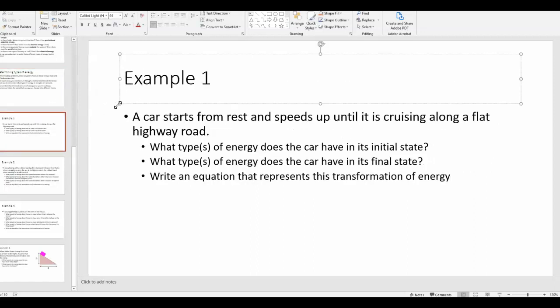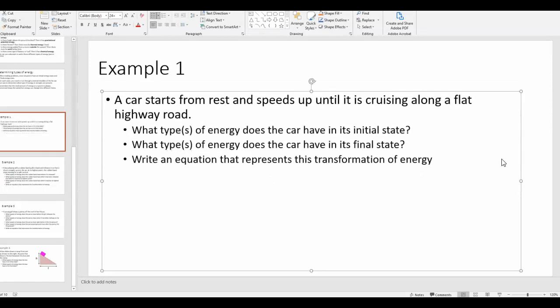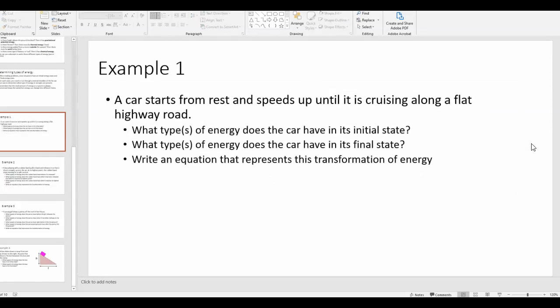Okay, so example 1 says, a car starts from rest and speeds up until it's cruising along a flat highway road. What type or types of energy does the car have in its initial state? The initial state of the car is at rest. So to answer this question, you need to run through that mental checklist.